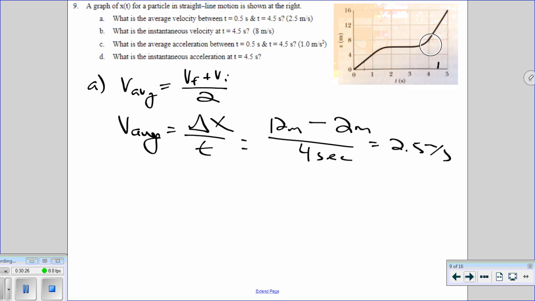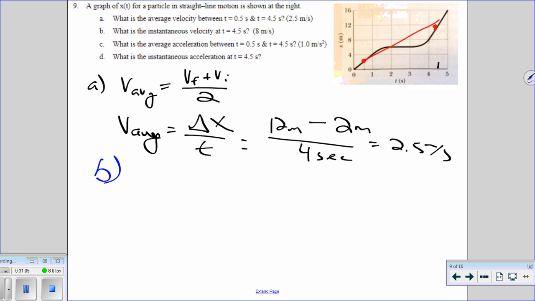Conceptually, this number represents a thing that is not currently on my graph. What's it represent? The slope of what line? I honestly don't know the name for the line, but it's the straight line that connects the 2 points. Is it secant? Is that right? Yeah, the line connecting the points. Okay. All right. All right, part B.